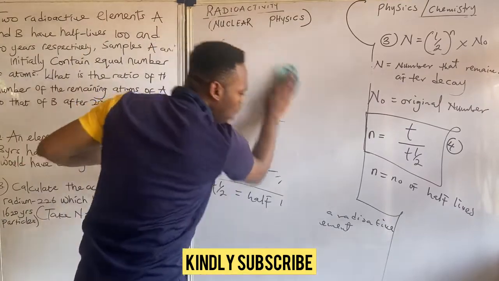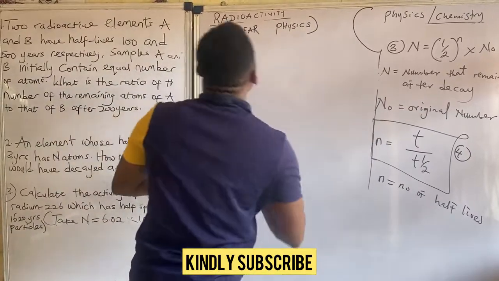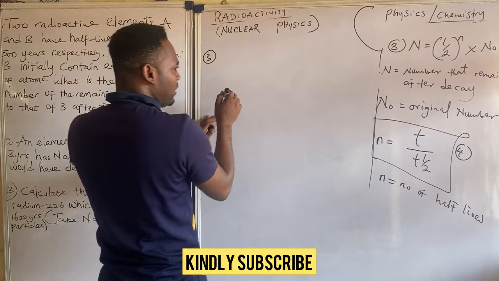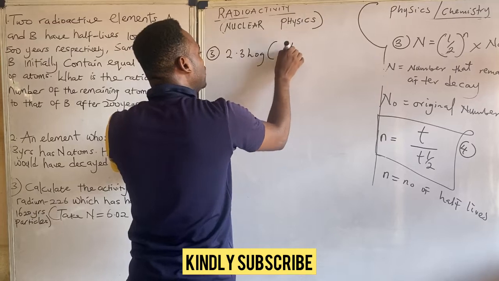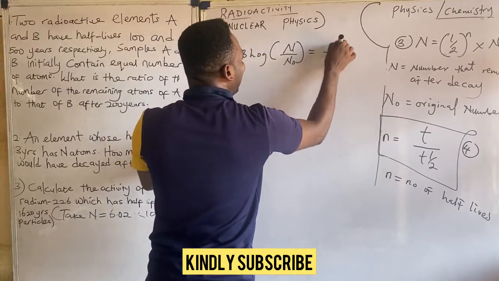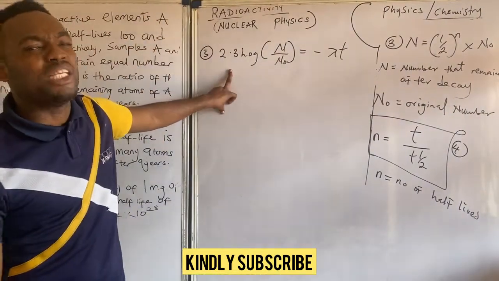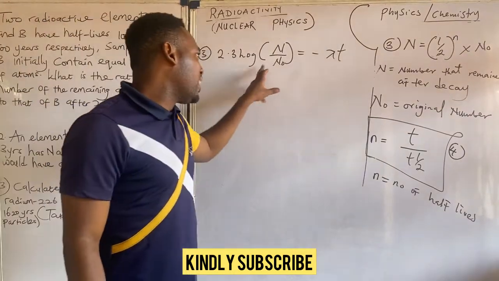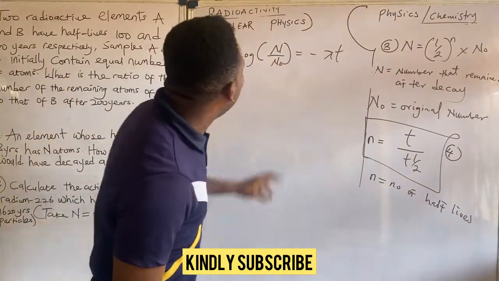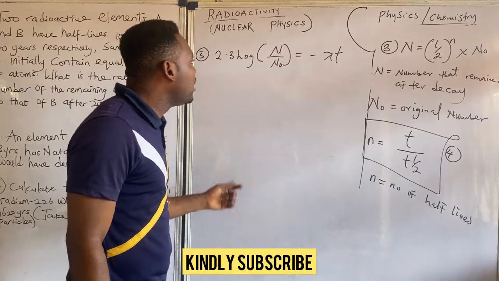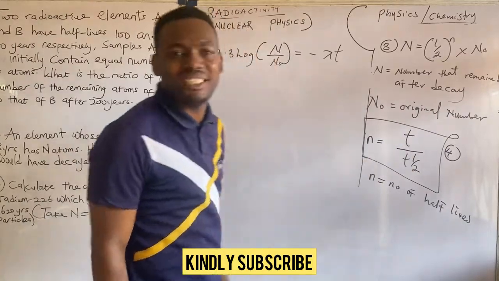Under this same Part 1, look at formula 5. Formula 5 is this very, very important formula: 2.3 log n over n naught equals minus lambda t. All the parameters in this formula have been explained. The n here stands for the number that remains, while n naught is the original number, original quantity. Lambda is the decay constant, while this t is the same t that you are seeing here.